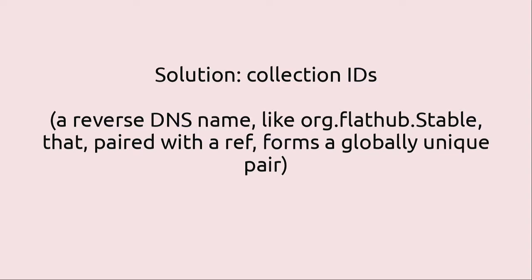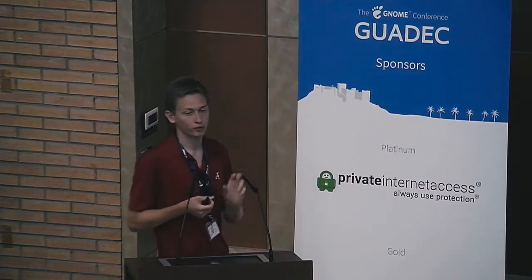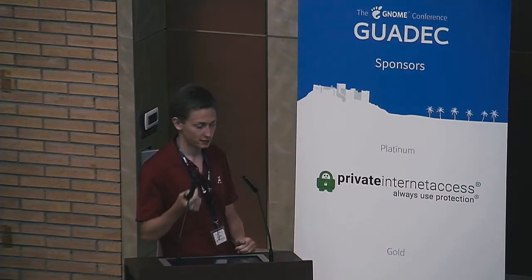Just in case anyone hasn't used Flatpak before, it already uses reverse DNS names for the app IDs. Like vim, I think, is org.vim.vim, so that it's globally unique. And this is just the same thing, but per repo. So FlatHub has a collection ID that's org.flathub.stable, and Endless has ones that start with com.endlessm. And basically the idea is that when you pair that with a ref, you get a globally unique pair. And that solves the problem of being able to redistribute refs and knowing exactly where they came from.